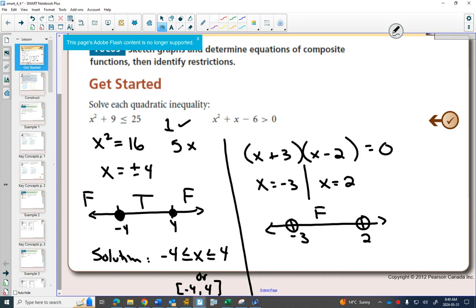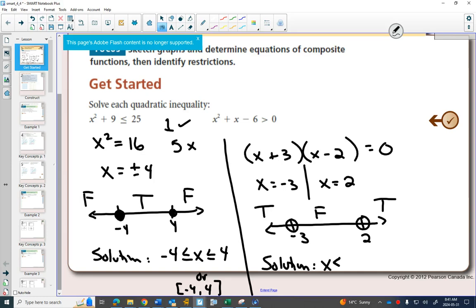Plug in 3. 3 squared is 9. 9 plus 3 is 12. 12 minus 6 is 6. Is 6 bigger than 0? Yes. True. Plug in something less than -3, like -4. -4 squared would be positive 16. Minus 4 is 12. Minus 6 is 6. This works as well.